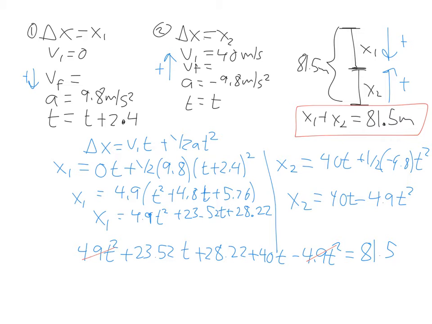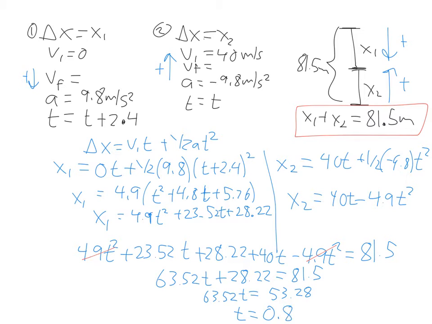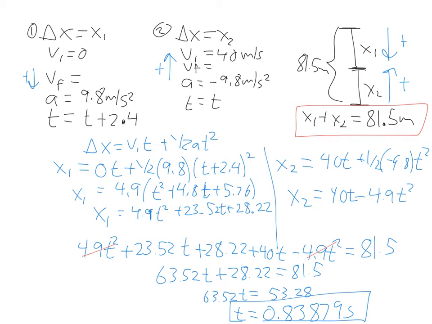And so what we're left with is 63.52t plus 28.22 equals 81.5. And so we can go ahead and solve that for t. So I end up here with a time of 0.83879 seconds.